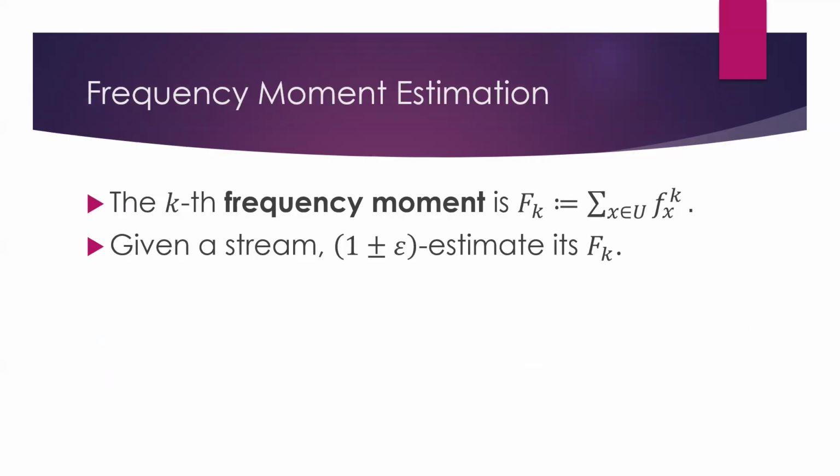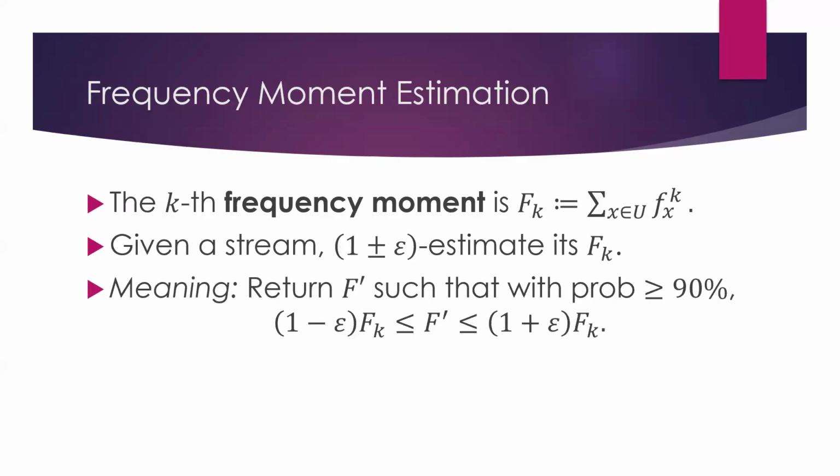And the problem that we are going to try solving is, given a stream and given a specific k, we want to return at the end an estimation of the k frequency moment. What do I mean by an estimation? We want with good probability, say better than 0.9, to return something that is between 1 minus epsilon times the actual quantity, F_k, to 1 plus epsilon times this quantity.